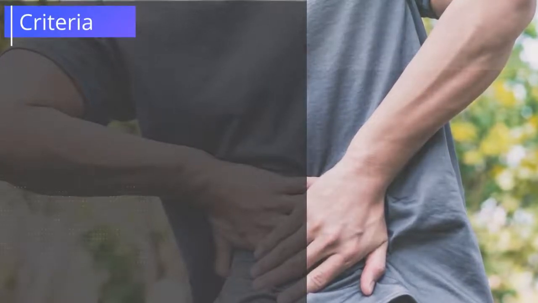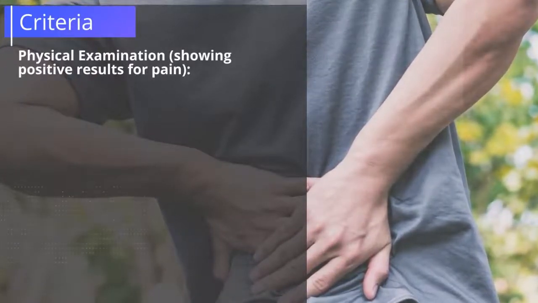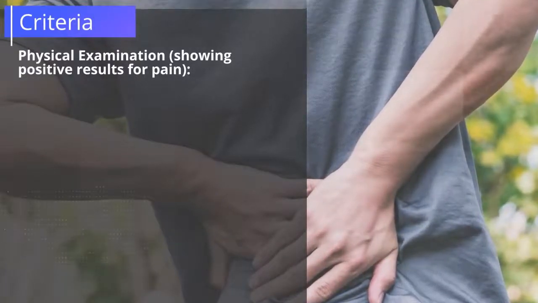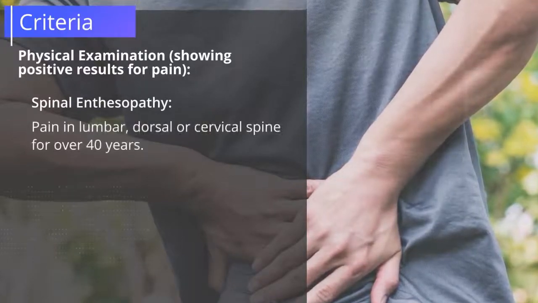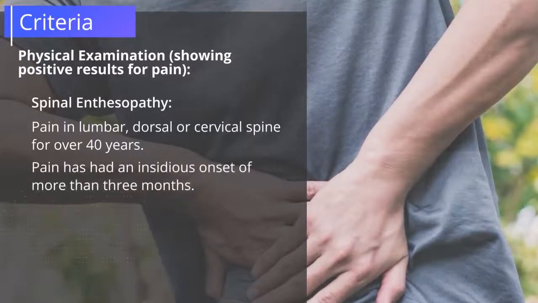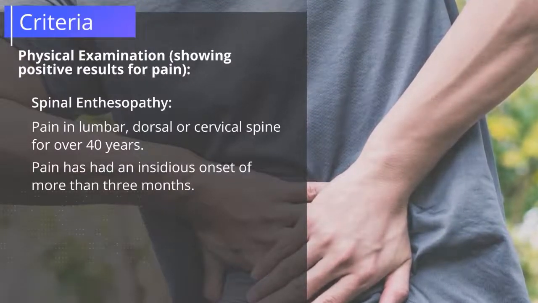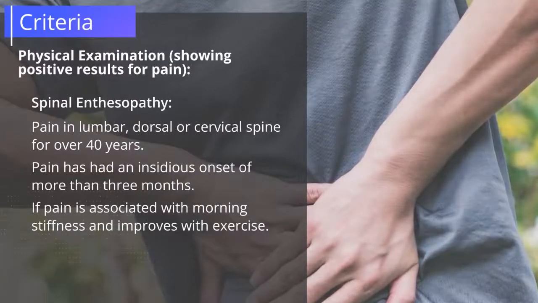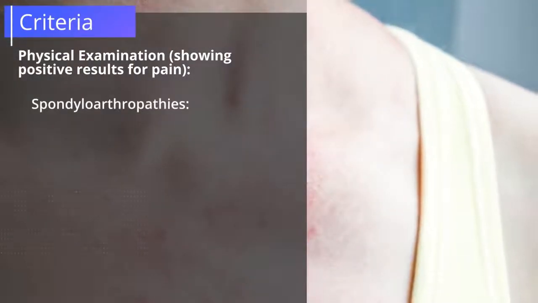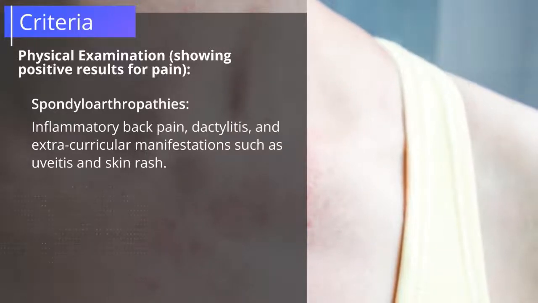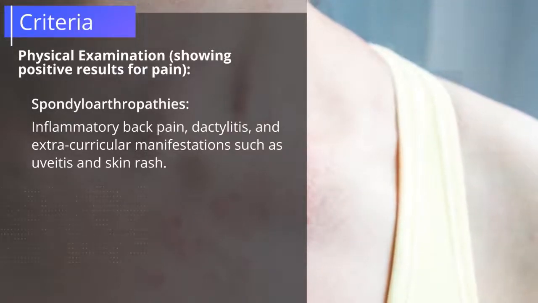The criteria for the documentation of these diseases include a physical examination showing positive results for pain, diagnostic and lab test. The physical examination for spinal enthesopathy should check for pain in the lumbar, dorsal or cervical spine for over 40 years. The pain should have had an insidious onset of more than 3 months. The examiner needs to clarify whether it is associated with morning stiffness and improves with exercise. For spondyloarthropathies, the examiner should check for inflammatory back pain, dactylitis, and extra-articular manifestations such as uveitis and skin rash.